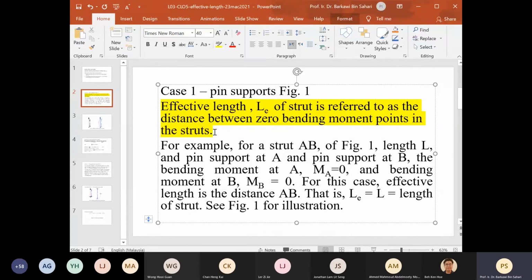Now I want to spend a little bit of time on the four simulation slides that we used previously, just to define what is meant by zero bending moment on those four. From there, we then get the effective length. So I'll go to the pin simulation slide. So this is pin.